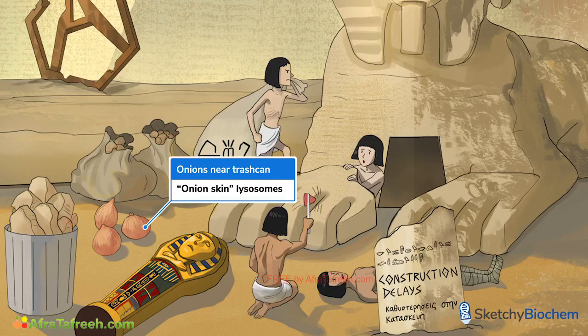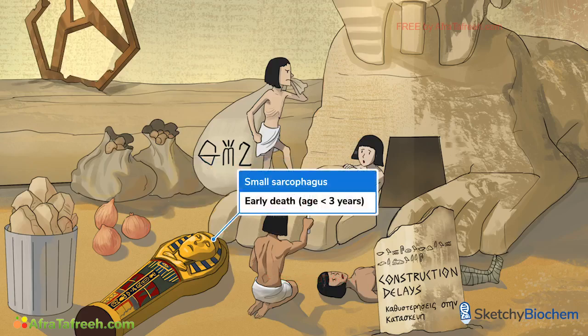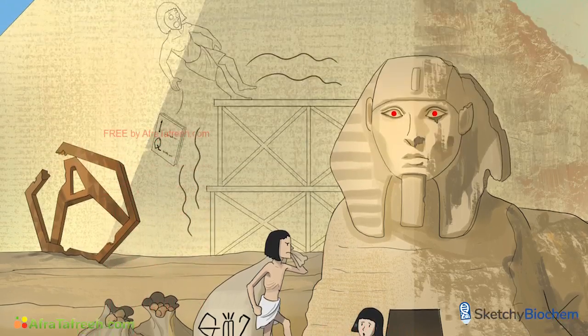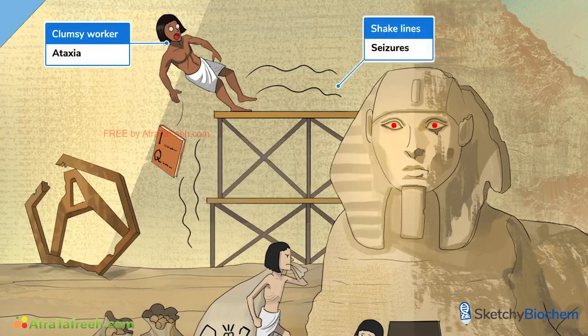Unfortunately, Tay-Sachs babies eventually become blind, deaf, unable to swallow, and unresponsive. They'll usually die before the age of 3. Okay. Let's briefly mention the juvenile and late onset variants of Tay-Sachs, which present later in life. We'll draw the lead contractor stumbling on a shaking platform to help you remember ataxia and seizures, some key findings.